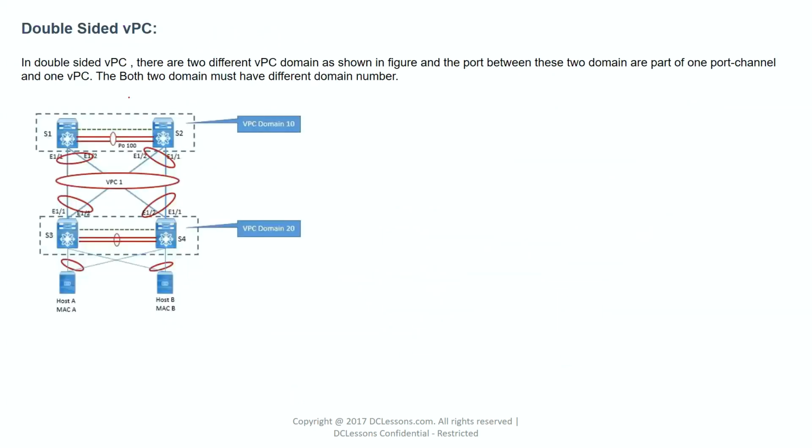Now in the dual-sided VPC, there will be one VPC domain here and a second VPC domain here, right? The IDs of those VPC domains will be different, and here we will form a back-to-back port channel, and they are part of one VPC. So in a double-sided VPC, there are two different VPC domains as shown in the figure, and the port channel between these two domains is part of one port channel and one VPC. The two VPC domains must have different domain numbers, right?